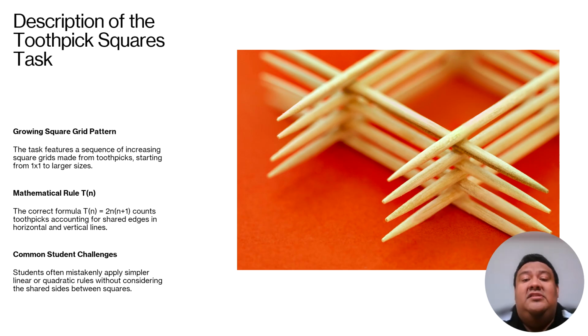The correct rule was T of n is equal to 2n times (n plus 1), which accounts for n plus 1 horizontal and n plus 1 vertical lines, each with n toothpicks. This is a challenging activity because students assume simple linear rules like 4n or quadratic rules like 4n squared, which was neither.